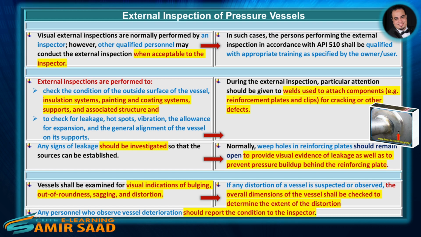External inspections are performed to check the condition of the outside surface of the vessel, insulation systems, painting and coating systems, supports, and associated structure, and to check for leakage, hot spots, vibration, the allowance for expansion, and the general alignment of the vessel on its supports. During the external inspection, particular attention should be given to welds used to attach components, for example reinforcement plates and clips, for cracking or other defects.